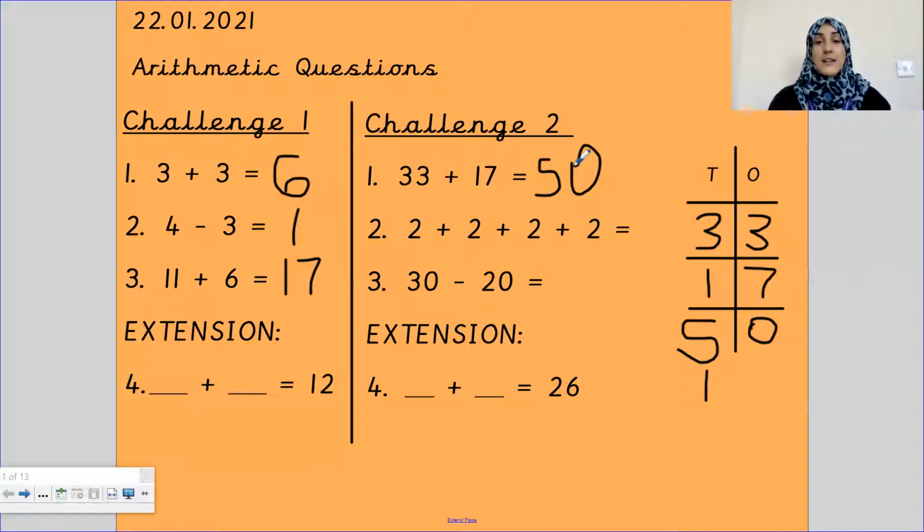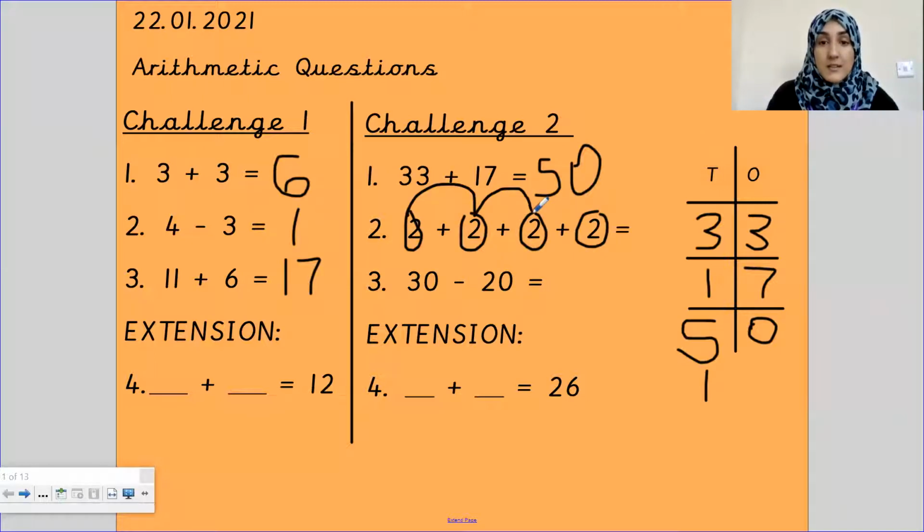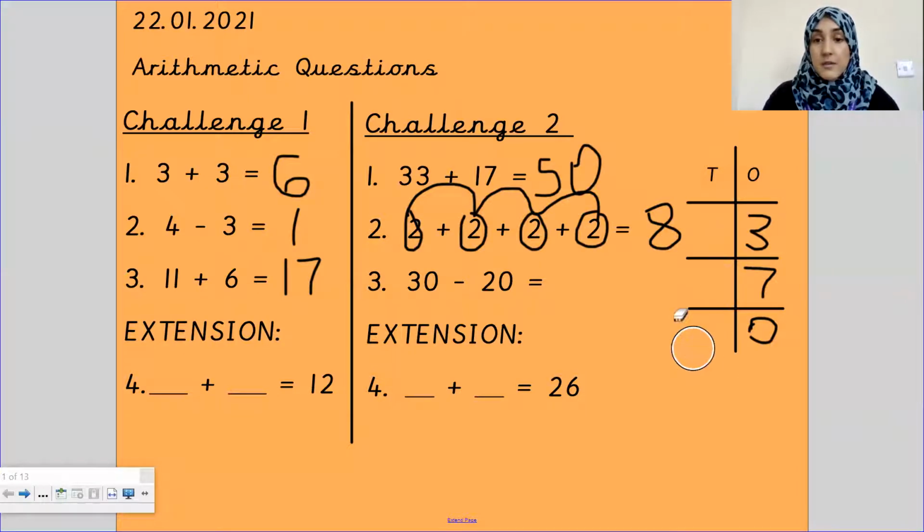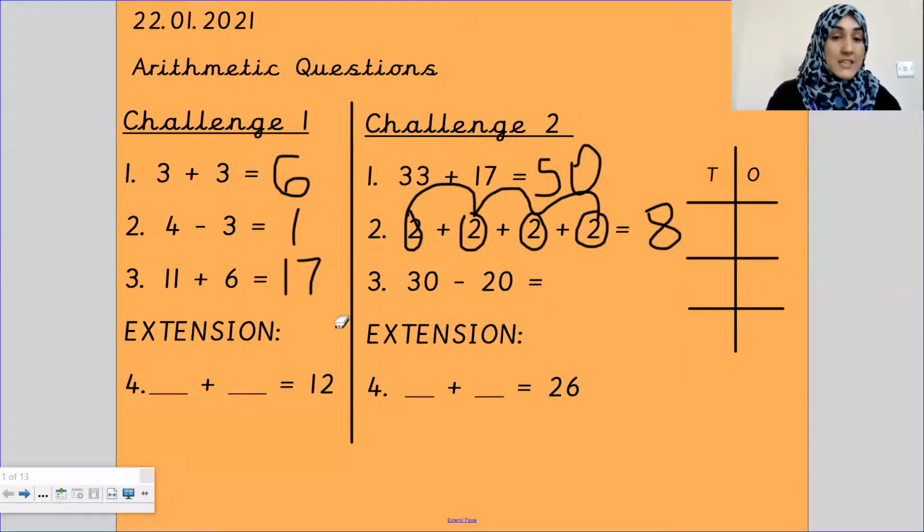Well done. Next one, I have a repeated addition number sentence. I know that I can count in my 2s. So that's 1 lot of 2, here's another lot of 2, another lot of 2, and here is another lot of 2. Let's count. 2, 4, 6, 8. That's 8. Well done.